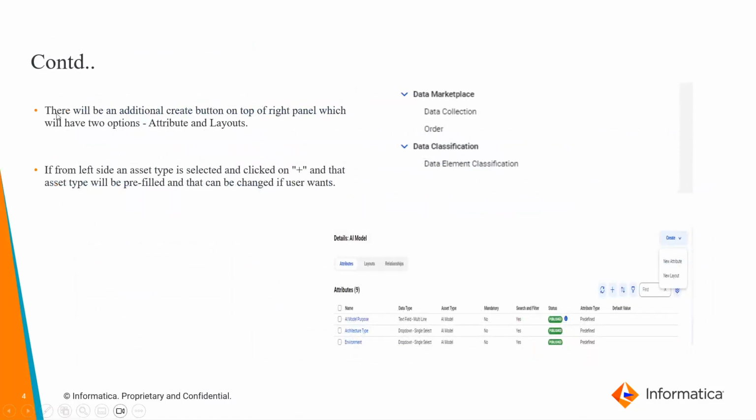So how to create this? There will be an additional create button on the top right panel, which will have two options, attributes and layouts. That's how we can create the customized attributes and customized layouts. If an asset type is selected from the left side, there will also be a plus sign that will give us the pre-filled asset type with the asset customization option.